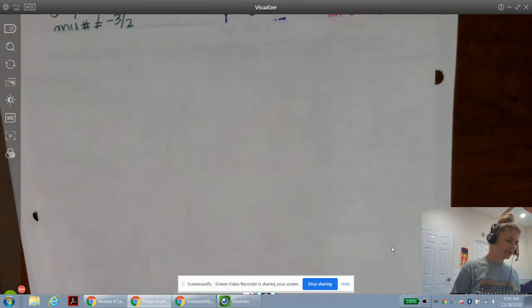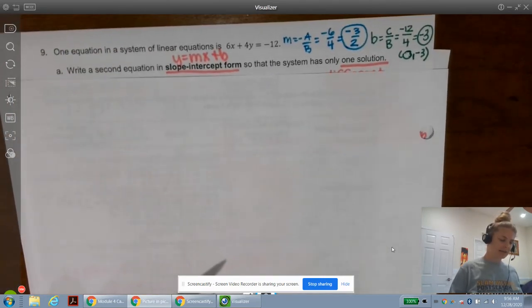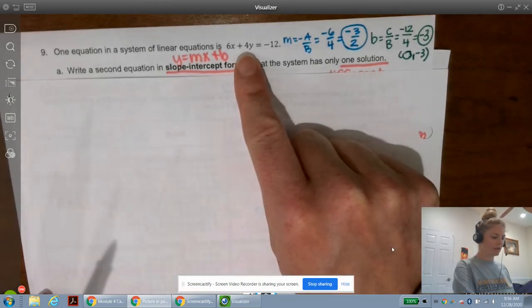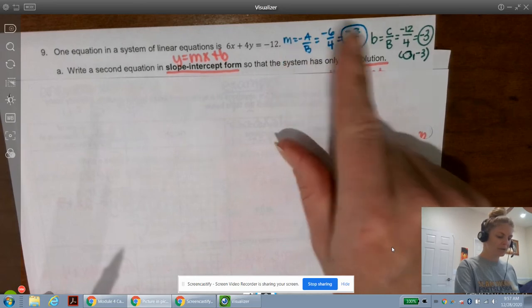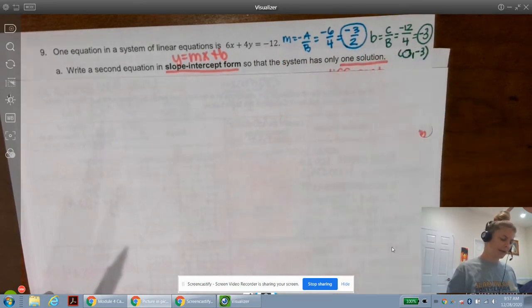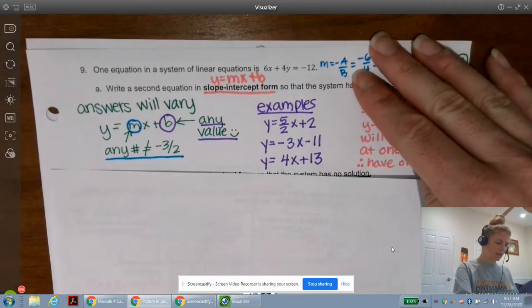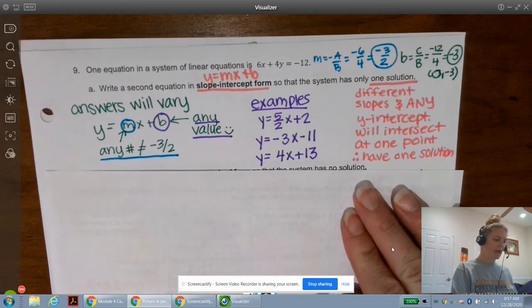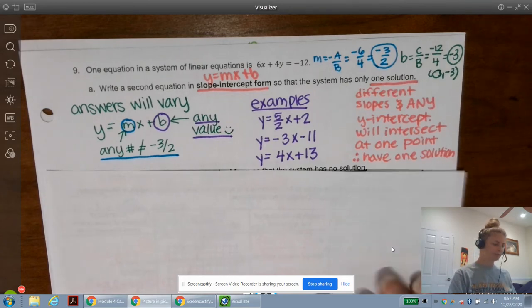So number 9, the first thing I did was look at the equation given to me in almost standard form, where it did need to be simplified a little bit. I looked at the slope to be -3/2 and the y-intercept to be -3, so (0, -3). When I needed to write a second equation in slope-intercept form with only one solution, we needed different slopes and any y-intercept so that they intersect at one point and therefore have only one solution.